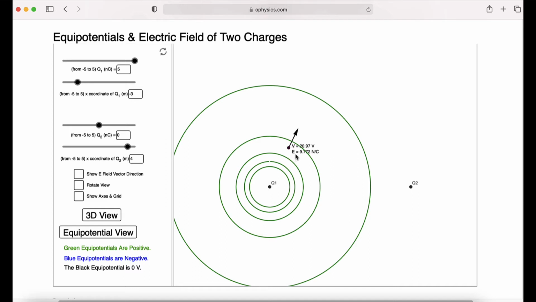It's also measuring the electric field strength here in newtons per coulomb, and that's also indicated by the length of this vector arrow. Again, notice that the electric field strength goes up, the arrow gets longer as we get closer to the central positive charge.